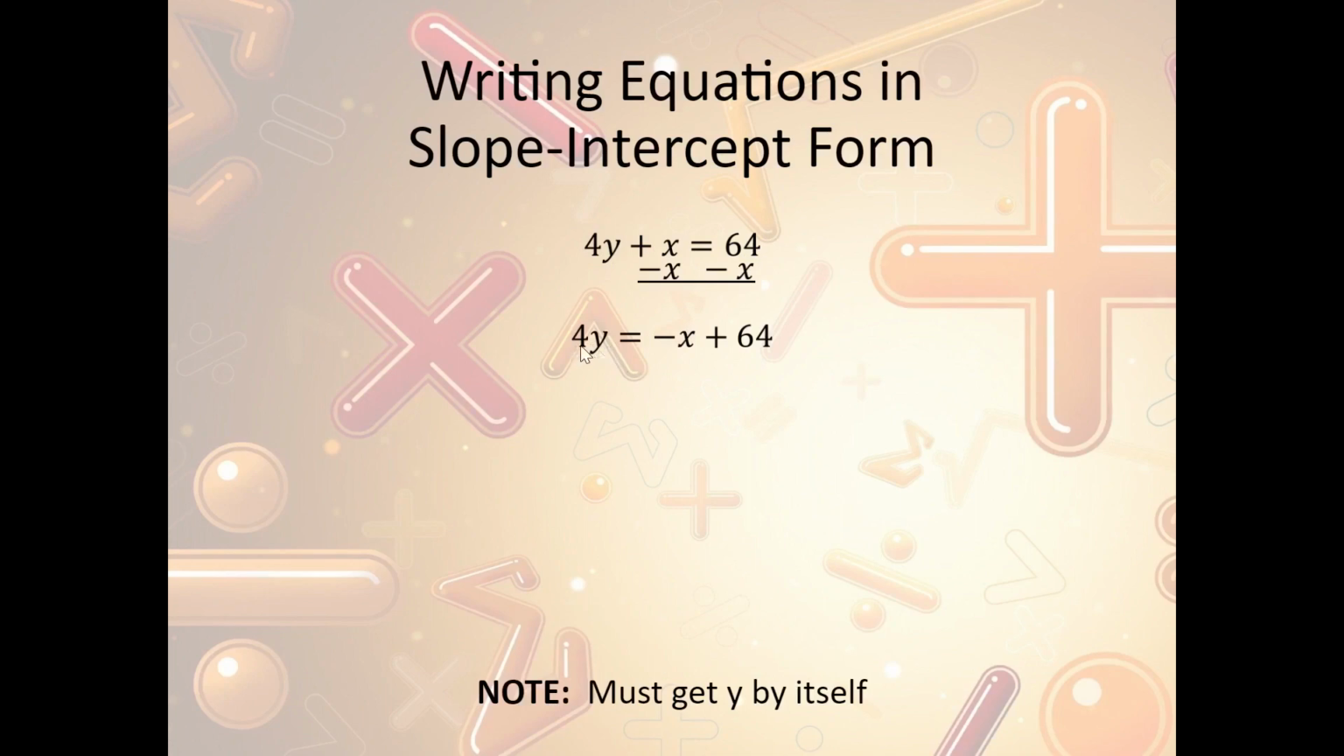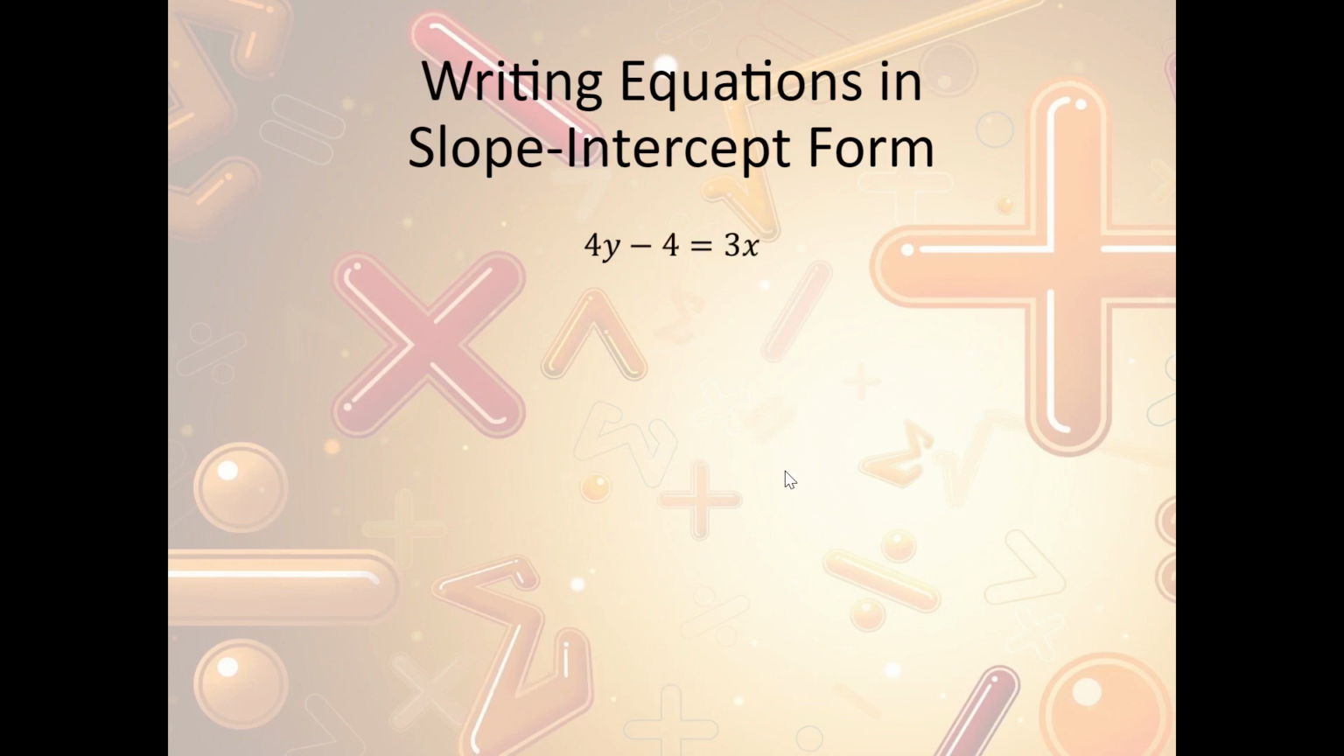Now I need to get rid of this 4. The 4 is being multiplied by y, so I'm going to undo it by dividing both sides by 4. And 4 divided by 4 is just 1, so that's 1y, which is what I want. And now I have negative x, which is really negative 1x, divided by 4, and 64 divided by 4. Well, negative 1 divided by 4, I can't actually do that, so I'm just going to leave it as a fraction. So that stays as negative 1/4 x. And 64 divided by 4 is 16. So I'm left with y equals negative 1/4 x plus 16.